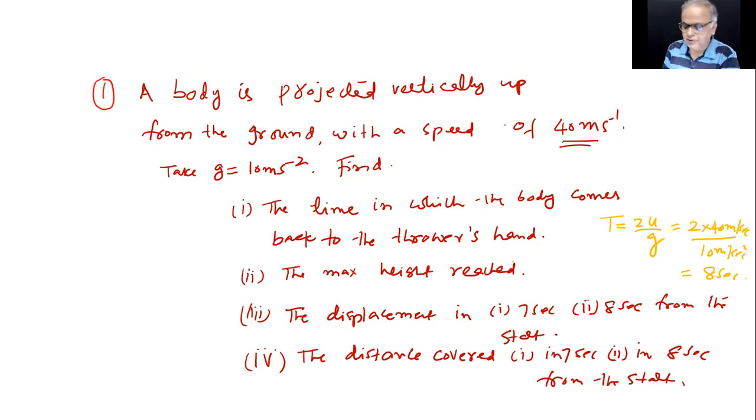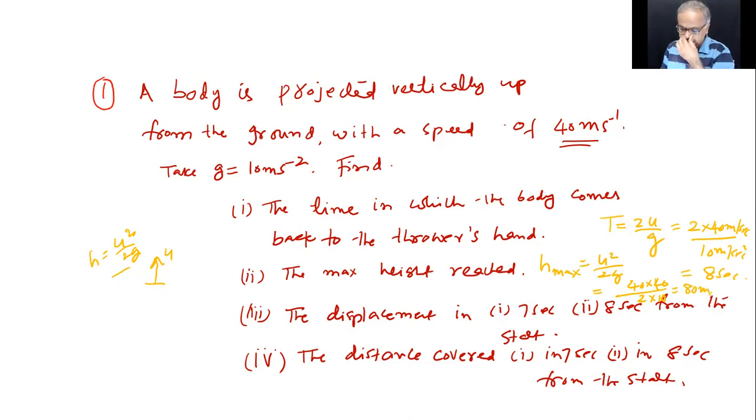Then the maximum height reached. If u is the speed of it, we showed that already. H equals u square by 2g, isn't it? You can straight away apply it, but don't apply it in a wrong way. Otherwise, you can once again apply v square minus u square equals 2as. But I'll write this anyway. H max is u square by 2g. So 40 into 40 by 2 into 10. How much is this? 80 meters.